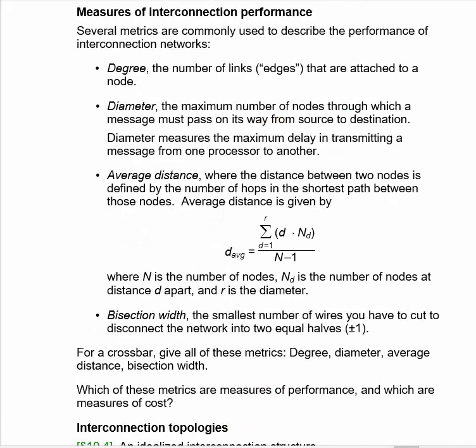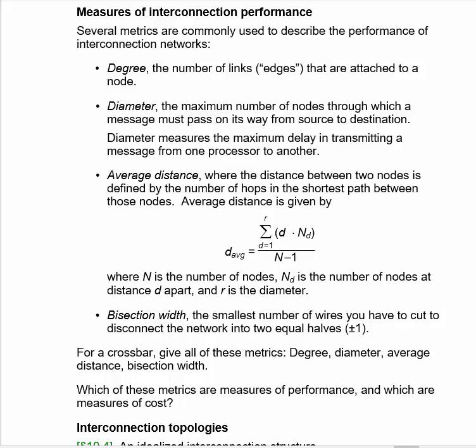As we talk about our various interconnection networks, we're going to use several metrics to describe their performance. The first is degree, and that's just the number of links or the number of wires, sometimes called edges, that are attached to a node.